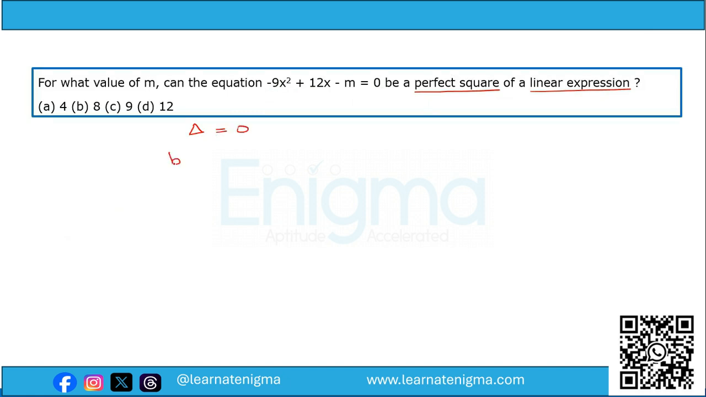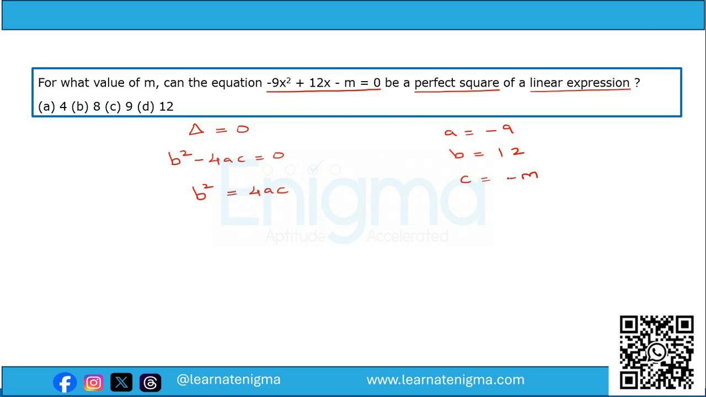Delta is equal to 0, that means b² - 4ac is equal to 0. That is, b² should be equal to 4ac. Now, if we compare the given quadratic equation with the standard form, we get a is equal to -9, b is equal to 12, and c is equal to -m.